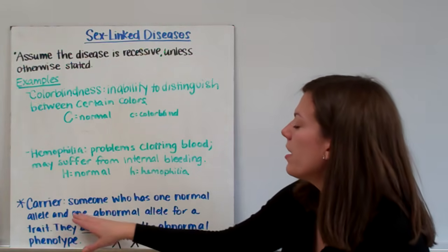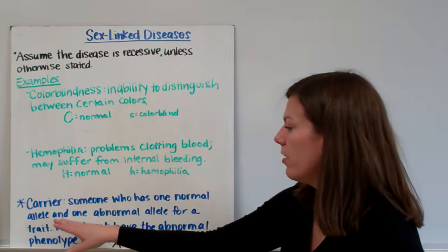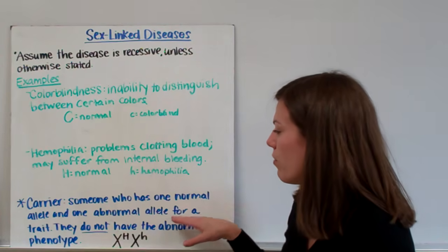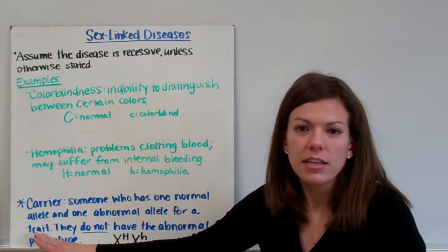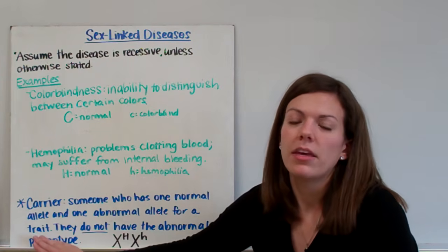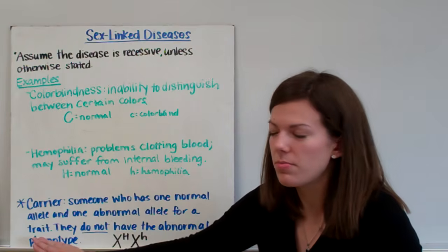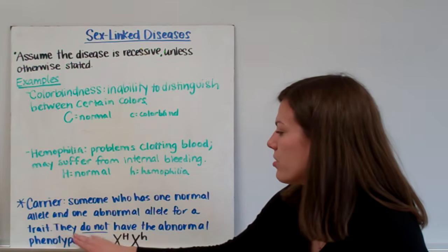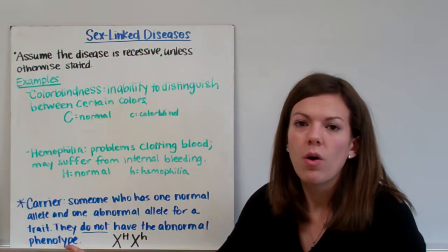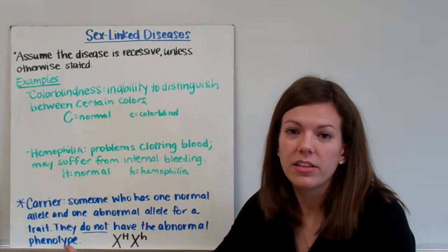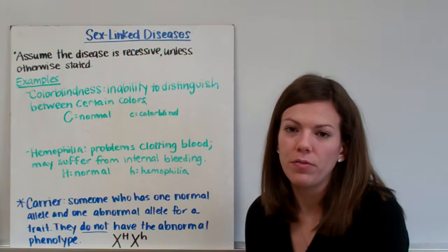A carrier is someone who has one normal allele and one abnormal allele for a trait. So they have a big letter and a little letter. If we're talking about sex-linked diseases, only females can be carriers, and we'll see why that is in just a moment. People who are carriers do not have the abnormal phenotype because they have one normal allele, and that allele is dominant and it hides the abnormal phenotype.